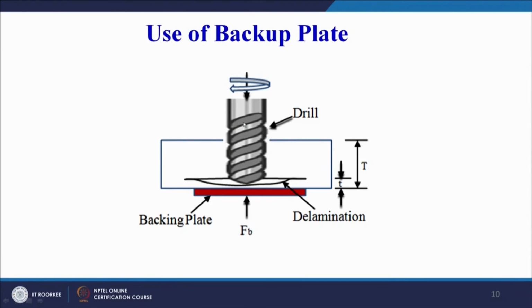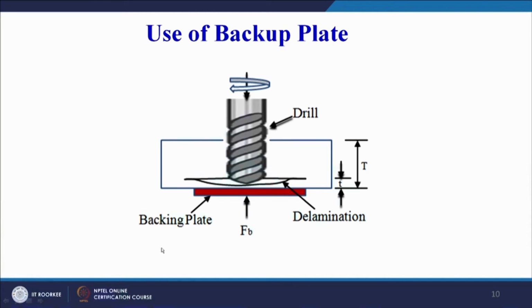Let us now see the use of the backup plate. On your screen there is a very simple diagram. This is a drill, not exactly representing a drill, but we can say it is a cutting tool. A rotation is shown, and it is making a hole. The capital T gives us the overall thickness of the laminate, and the small t represents the uncut thickness of the laminate. This red colored portion that has been highlighted is our backing plate.